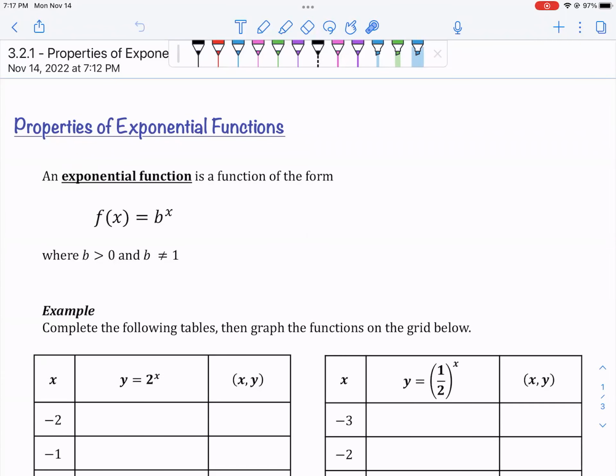Properties of exponential functions. All right, so we've spent a lot of time talking about polynomial functions, rational functions, and now we're moving into exponential functions. An exponential function is different than a polynomial function in that the variable x is not the base, it is now the exponent.